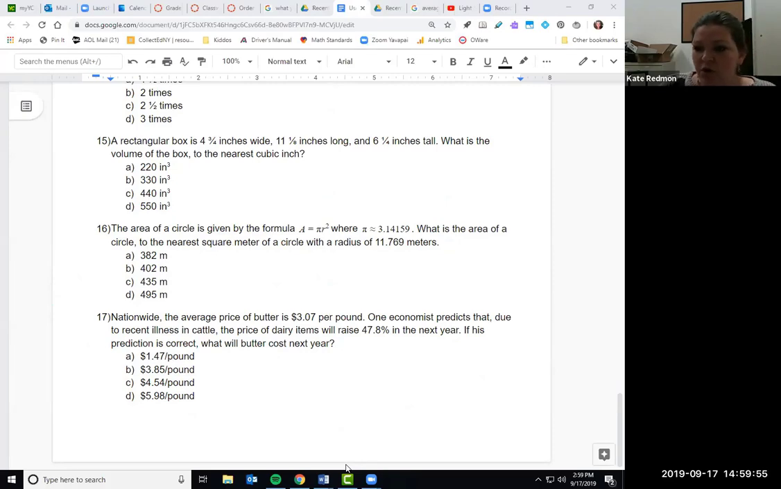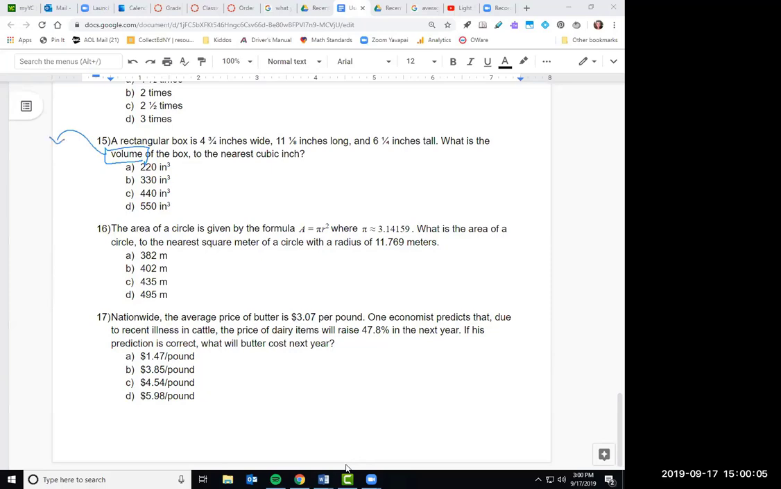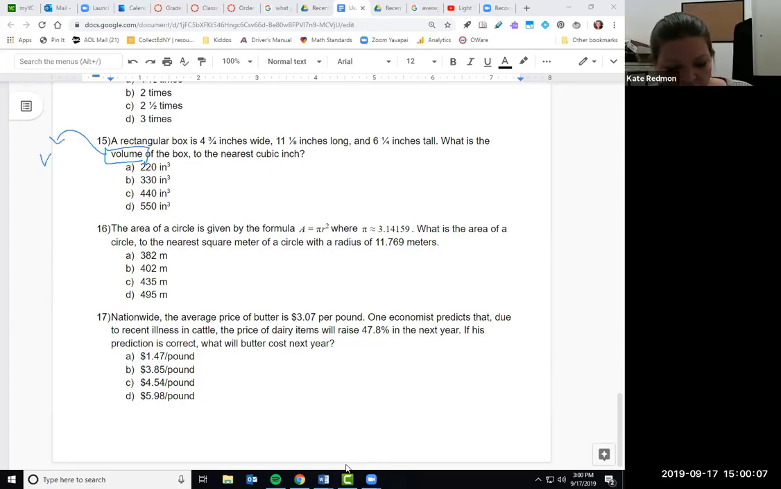Number 15 says a rectangular box is 4 3/4 inches wide, 11 1/8 inches long, and 6 1/4 inches tall. What is the volume of the box to the nearest cubic inch? You're right, David knows how to find volume without the formula. David knows that if you want to find the volume of a three-dimensional rectangular shape, known as a rectangular solid, you just multiply the three dimensions.